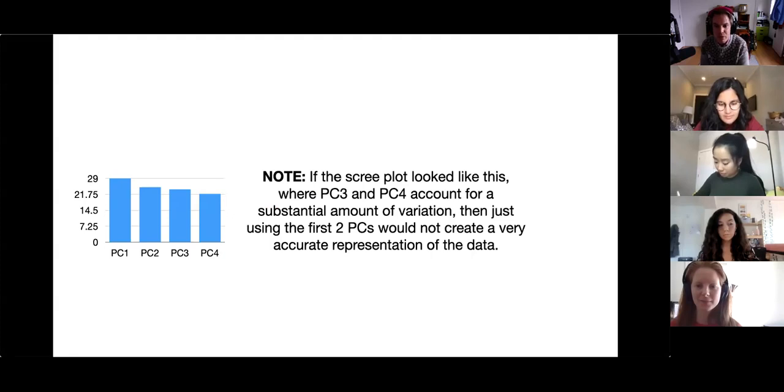Note, if the scree plot looked like this, where PC3 and PC4 account for a substantial amount of the variation, then just using the first 2 PCs would not create a very accurate representation of the data.